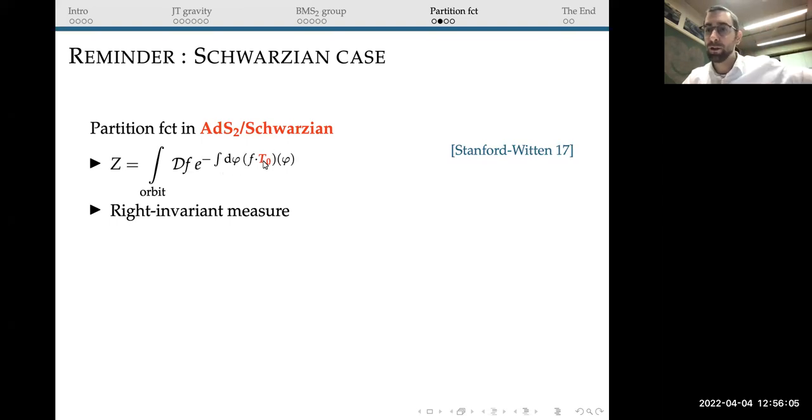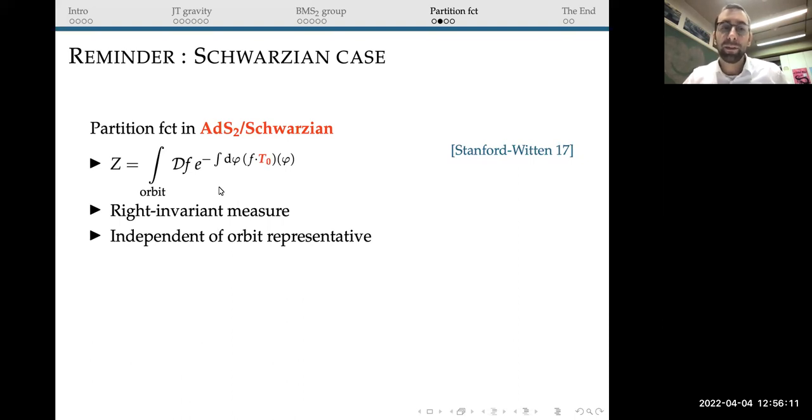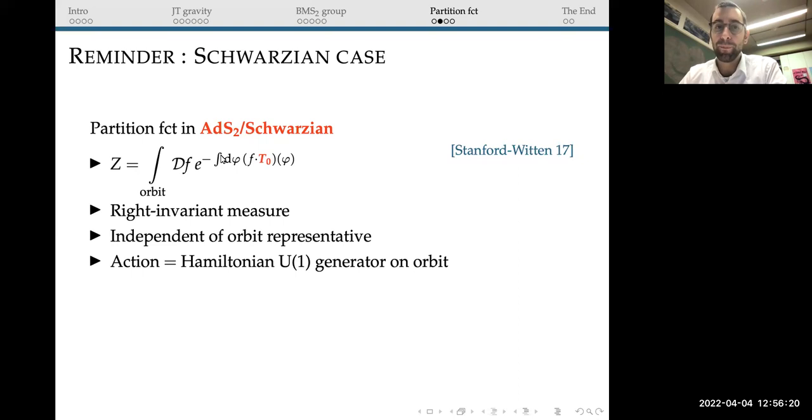except I've now traded my initial stress tensor T for another stress tensor T naught, which lives on the same quadrant orbit. So what this means is that the value of the path integral is by construction independent of your choice of orbit representative on a quadrant orbit of the Virasoro group. And in that language, you may realize, for example, that this quantity here, the zero mode of F dot T naught, is in fact a Hamiltonian function that generates a U1 action on a quadrant orbit with respect to the Kirillov constant symplectic form.